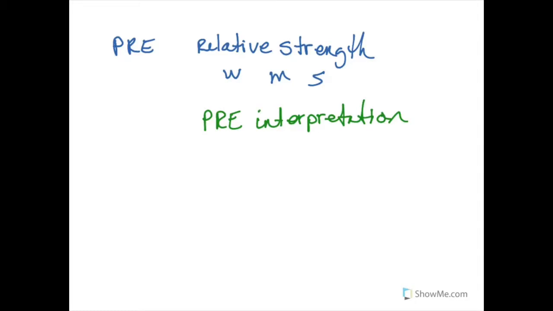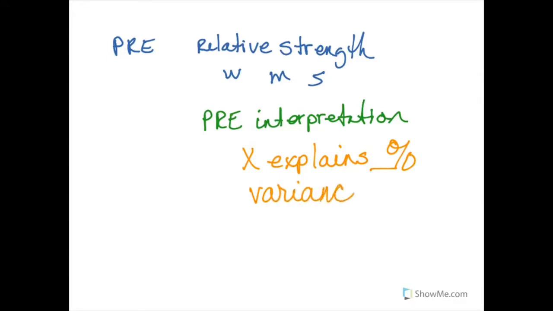Okay, the PRE interpretation, this is the percent of variance explained. So this is when you say X explains blank percent of the variance in Y, and you're going to insert the variable names. It's telling you the percent that we got. Right? Now, let's take a look at where we get the PRE information from an output.